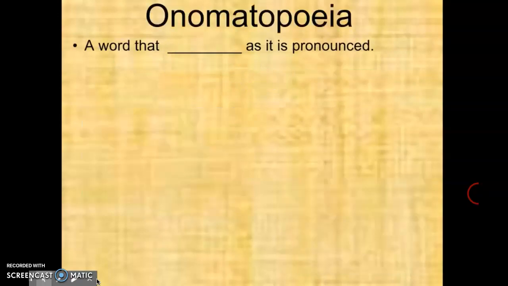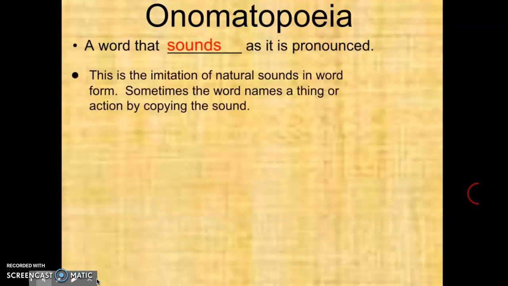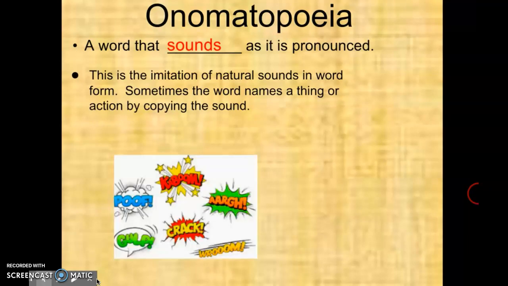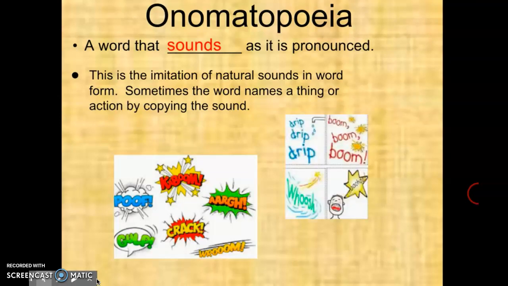And finally, we have onomatopoeia. This is another fun one. This is a word that sounds as it is pronounced. It's the imitation of natural sounds, but in word form. And the word names a thing or action by copying the sound. For example, crack, kaboom, or drip, drip, drip, or boom, boom, boom.